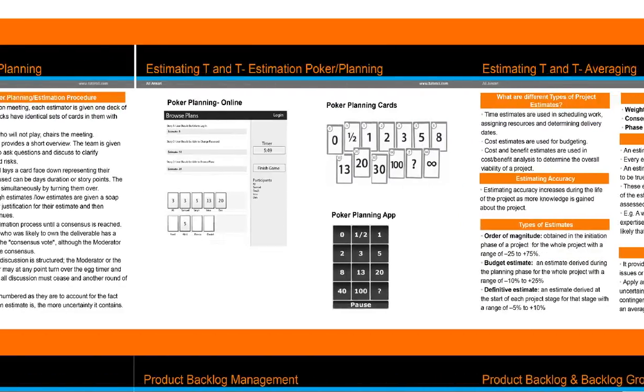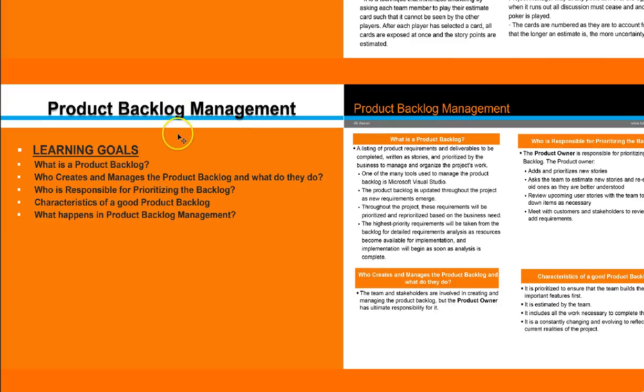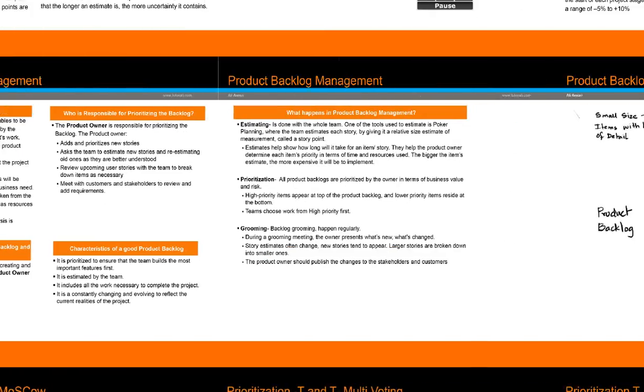So these are the estimating tools and techniques that are used in the planning domain. Now we have another tool and technique used in the planning domain, which is product backlog management. This is used in Agile in Scrum, where we have a lot of user stories and we put them in a backlog. So we are going to see what this product backlog is, who is responsible for prioritizing the requirements in this backlog, who creates and manages the product backlog, and what they do. Then the characteristics of a good product backlog, and what happens in product backlog management. All that we are going to see here.